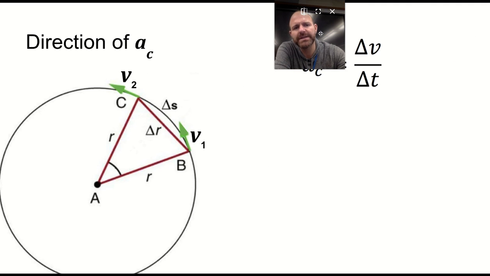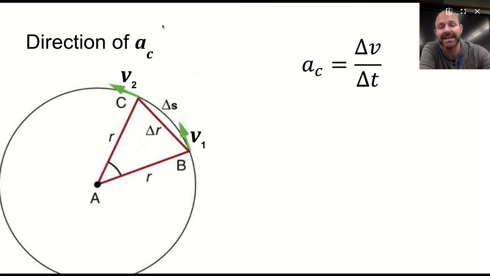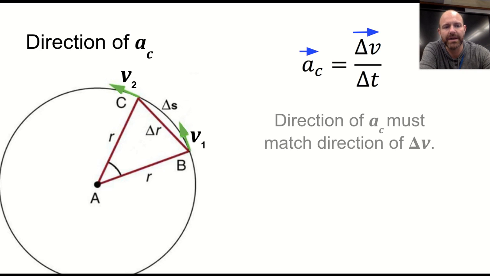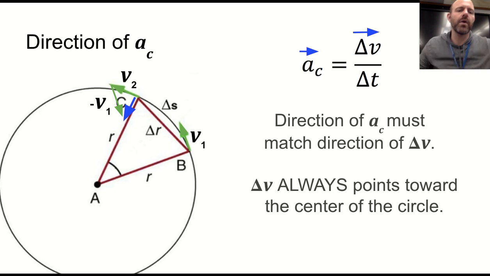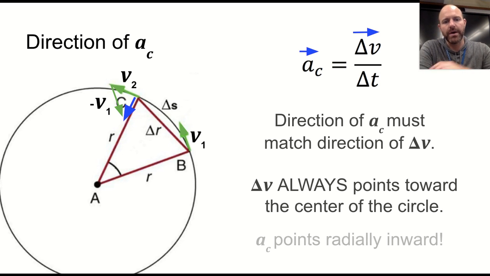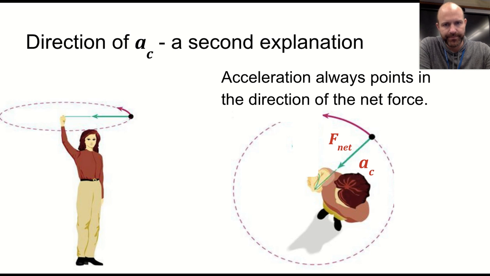We have one other piece we need to talk about with centripetal acceleration, and that's its direction. We already talked about how the delta v part is pointing toward the center. And so if those two things are vectors, time is a scalar, then those two vectors must be pointing in the same direction. And we already said that delta v was in toward the center of the circle. Right, so delta v always points toward the center of the circle, and therefore a centripetal always does as well. Right? It's radially inward is usually the direction we talk about.